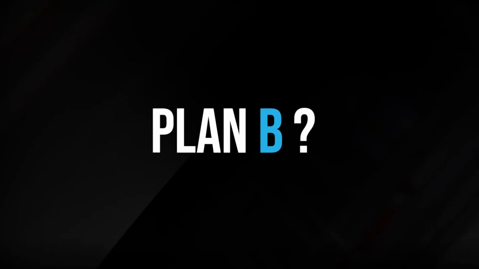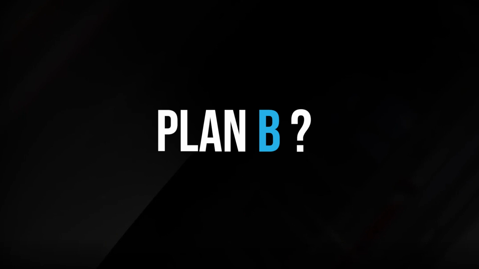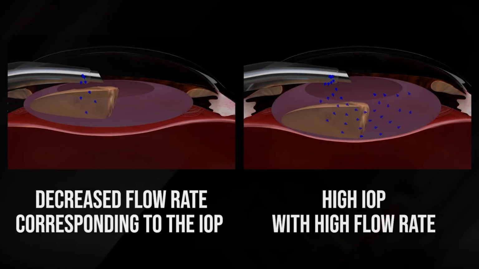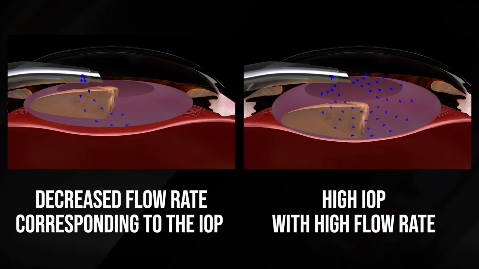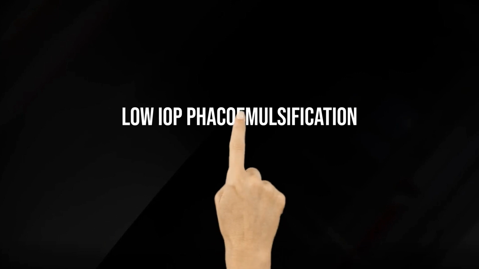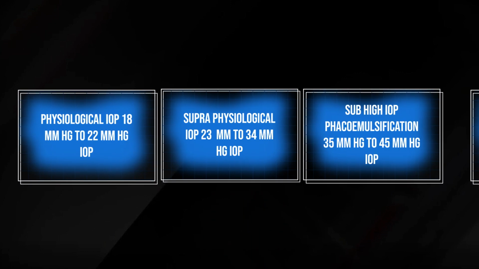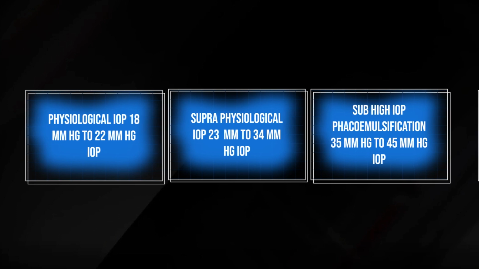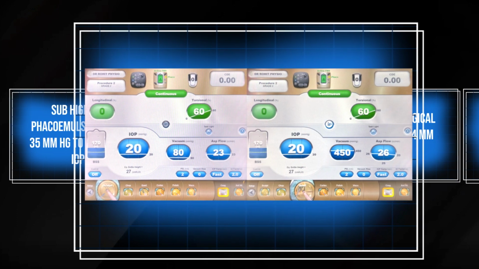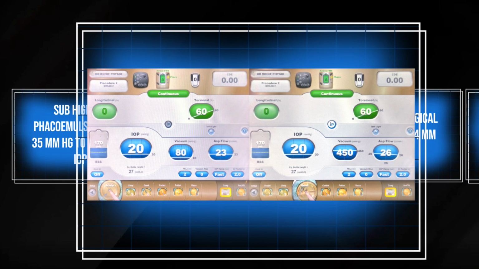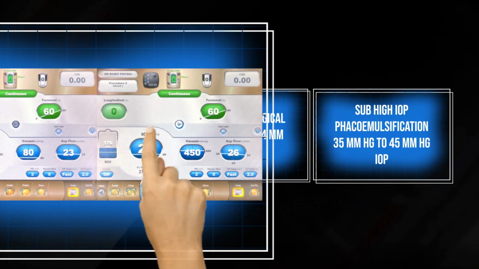Will plan B of having low IOP work in these scenarios? Yes. Decrease flow rate corresponding to the IOP and you have a stable chamber. Let's simplify plan B of low IOP phacoemulsification. There is physiological IOP settings with IOP between 18 mm mercury and 22 mm mercury with low flow rate of 23 cc per minute to 26 cc per minute.